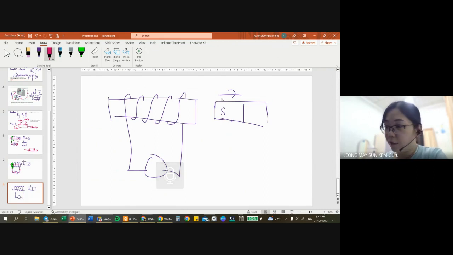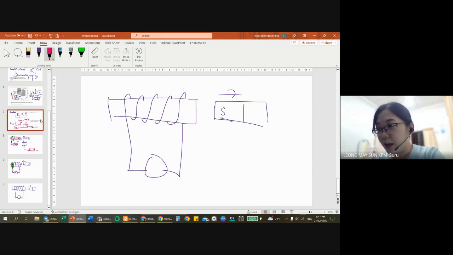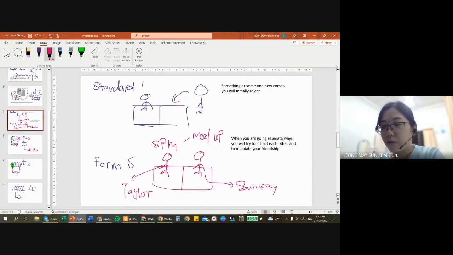Sarash said south. The rest? Refer back to the analogy that I drew just now. Right now, south is moving away. So is it a Form 4 situation or a Form 5 situation? South is moving away from the solenoid. It's supposed to be a Form 5 situation. You are going separate ways already.